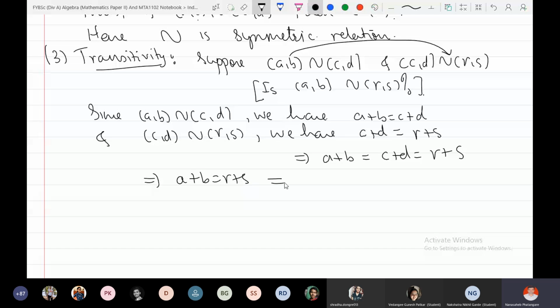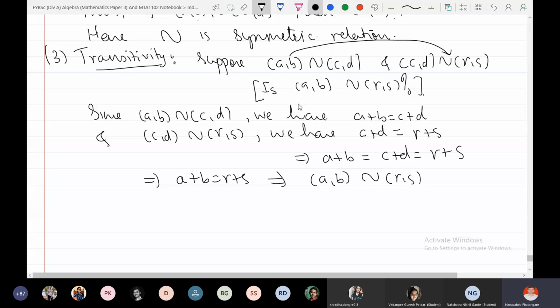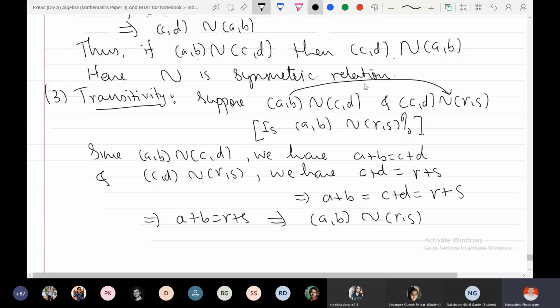But by definition of the relation, (a, b) is related to (r, s). And every time this is going to happen. Whenever one element is related to a second and the second is related to a third, then the first is related to the third. That means there is no evidence that (a, b) is related to some (c, d), and (c, d) is related to (r, s), and (a, b) is not related to (r, s). Such evidence you cannot produce at all.